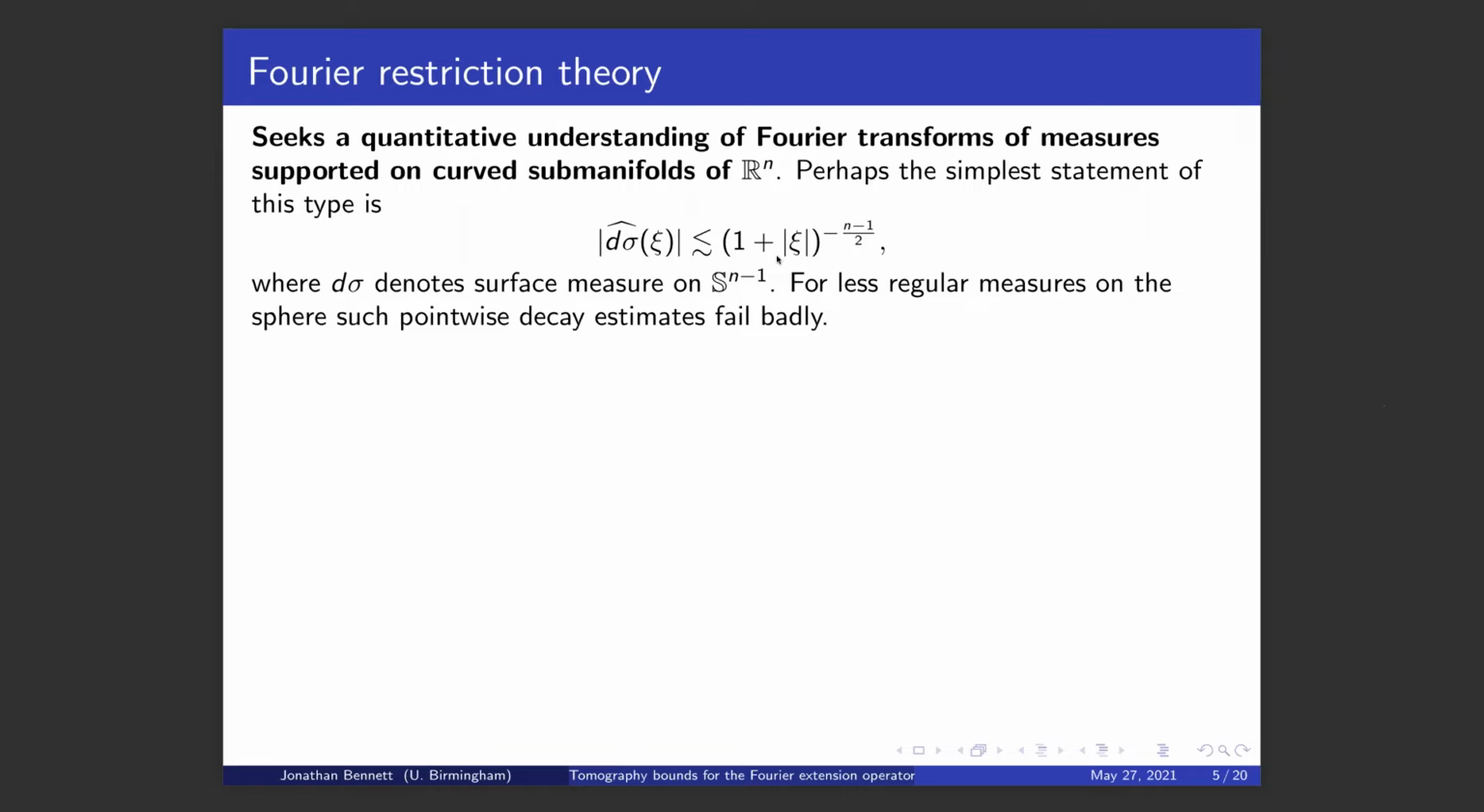And it's very much at the heart of restriction theory that this decay is largely due to the non-vanishing curvature of the unit sphere. Now, if I were to consider a less regular measure on the unit sphere, say I had some L^p density on the unit sphere, then this decay rate fails rather badly, but it's conjectured that it continues to hold at least in an L^p sense.